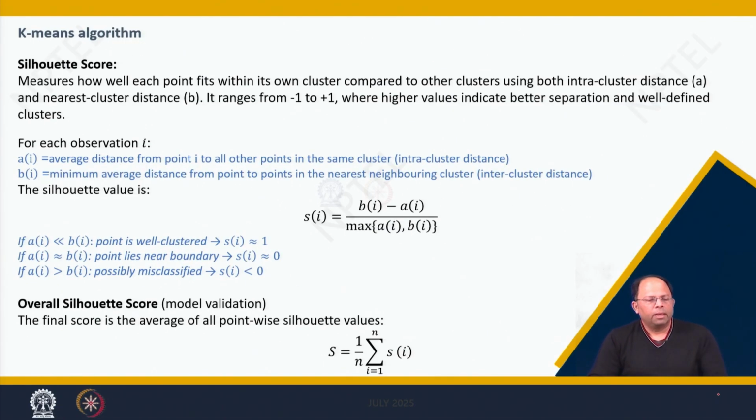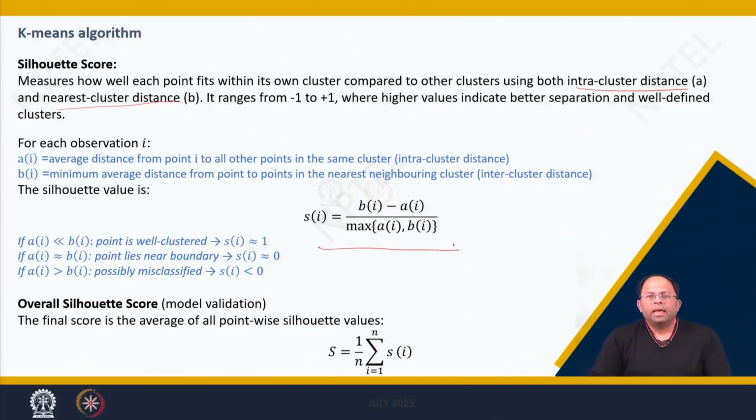Now, how to measure the Silhouette score? It measures how well each data point fits within its own cluster compared to other clusters using both intra-cluster distance A and nearest cluster distance B. That means within the cluster what's the distance, and from the nearest other clusters, what is the distance. This ranges from -1 to +1, where higher values indicate better separation and well-defined clusters. You can see the measure is given over here: S_i equals (b_i minus a_i) divided by max of a_i or b_i.